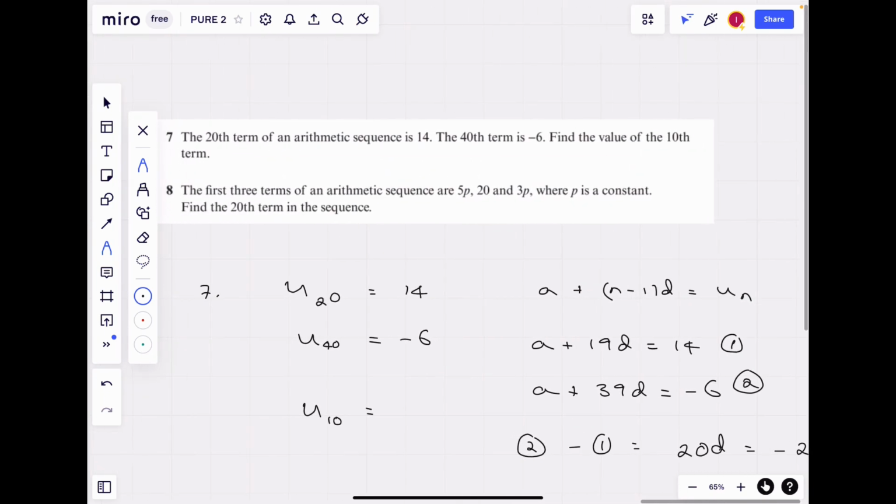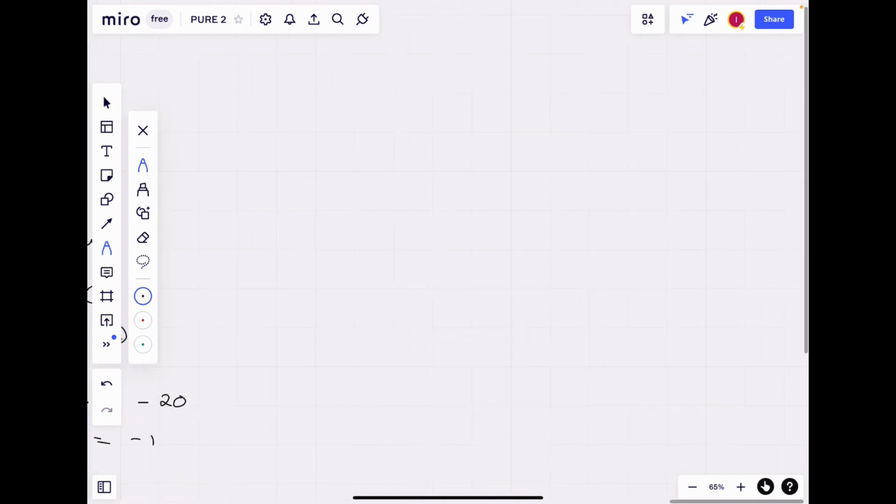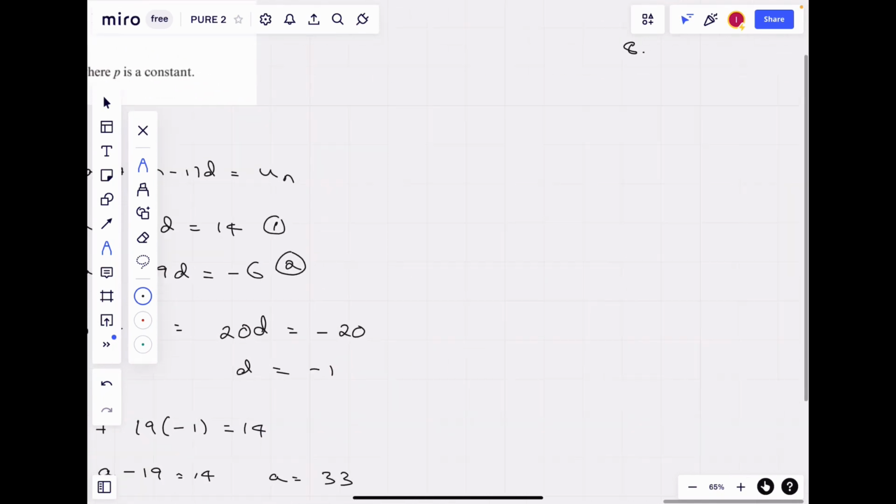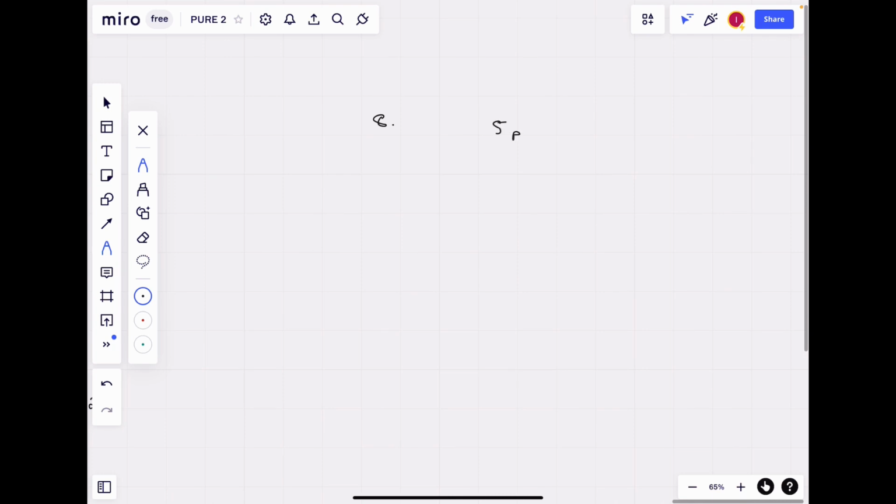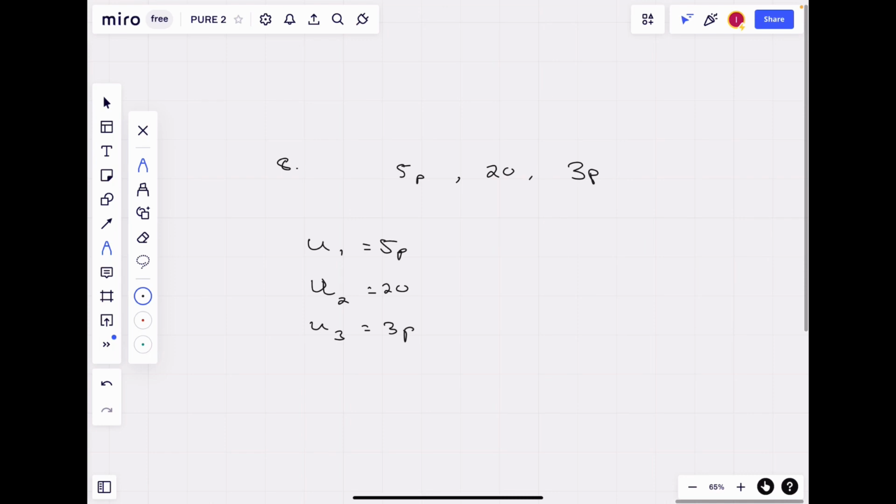Question 8. The first 3 terms of an arithmetic sequence are 5p, 20, and 3p. Find the 20th term. Okay. So we've got 5p, 20, and then 3p. Those are the first 3 terms. So U1 equals 5p, U2 equals 20, U3 equals 3p. A is 5p because that's the first term.